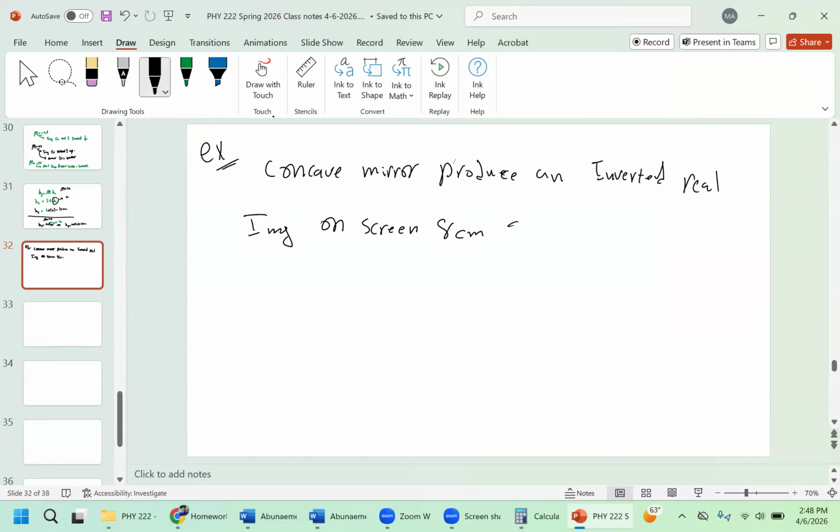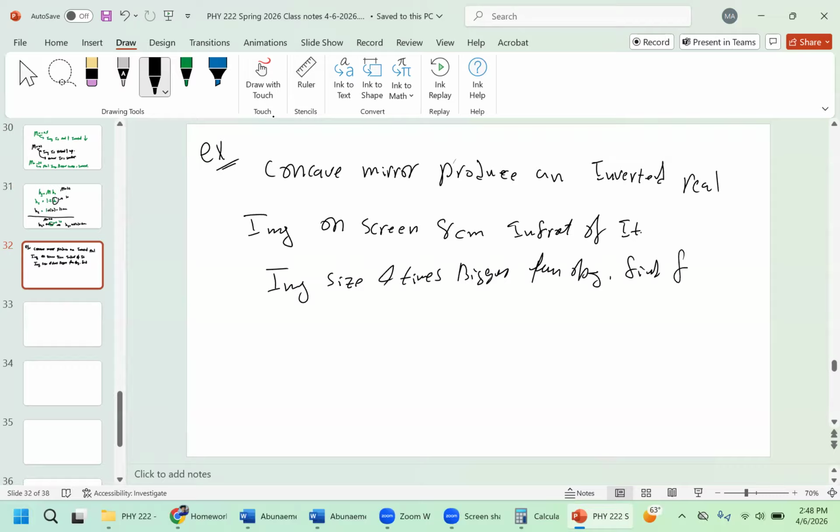Eight centimeters in front of it. Now your image size is 4 times bigger than the object. Find the focal length.